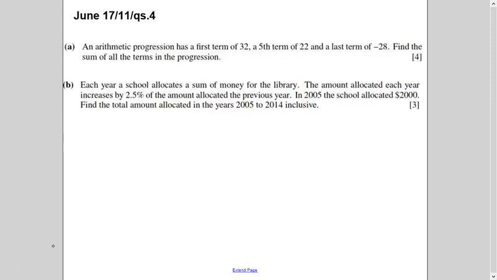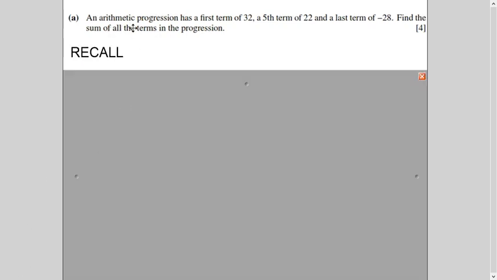So let's begin with the question. The question has two parts and we will solve one part at a time. So let's begin with part one and we will see it in detail. If you see part one, it is written here: an arithmetic progression has a first term 32, a fifth term 22, and the last term minus 28. Find the sum of all the terms in the progression.